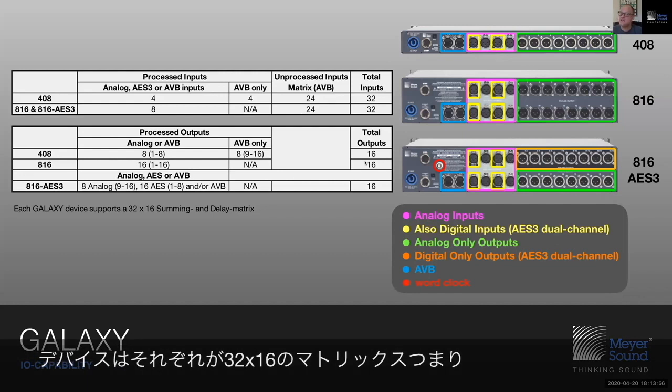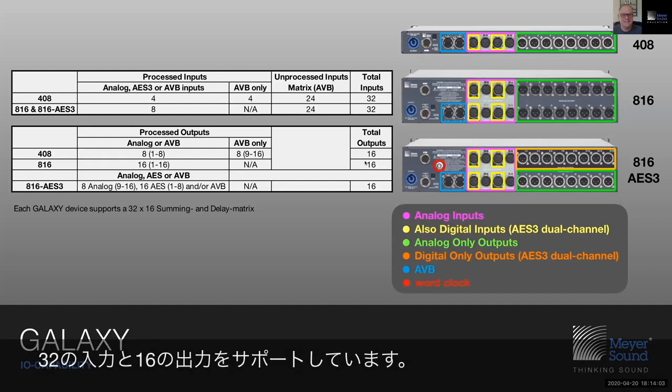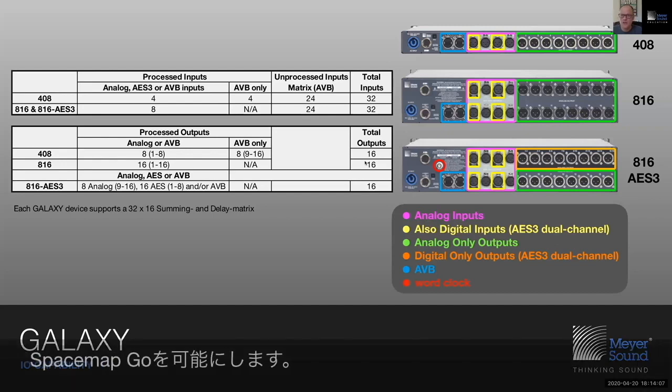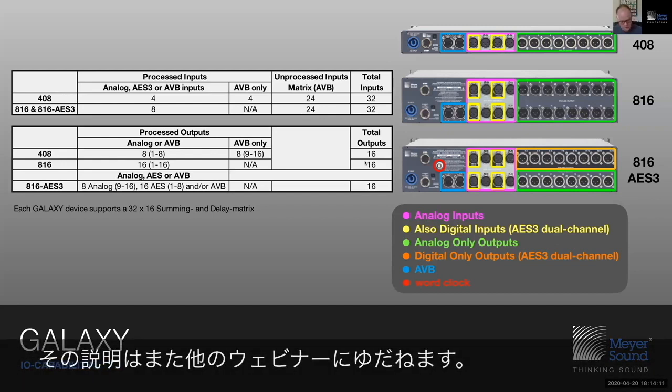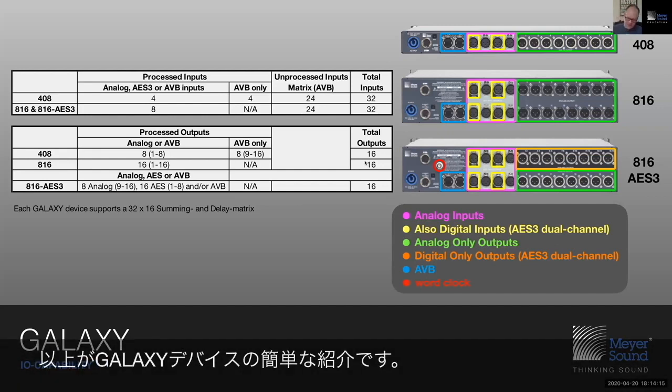And that means that each of these devices does support a 32 by 16 matrix, that is to say 32 inputs and 16 outputs, which makes it possible to run SpaceMap Go on each of these devices, but we'll save that for another webinar. So that's a brief introduction to Galaxy devices.